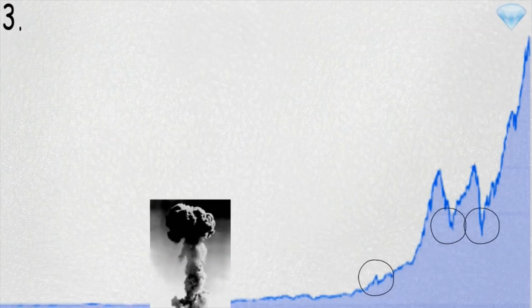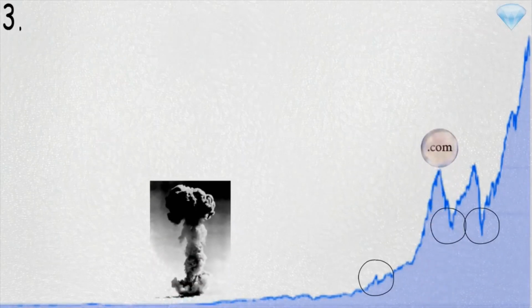Number 3. The market goes down sometimes, but it always comes back. We have been through many different wars and crises, and there was never a time when the market did not come back.